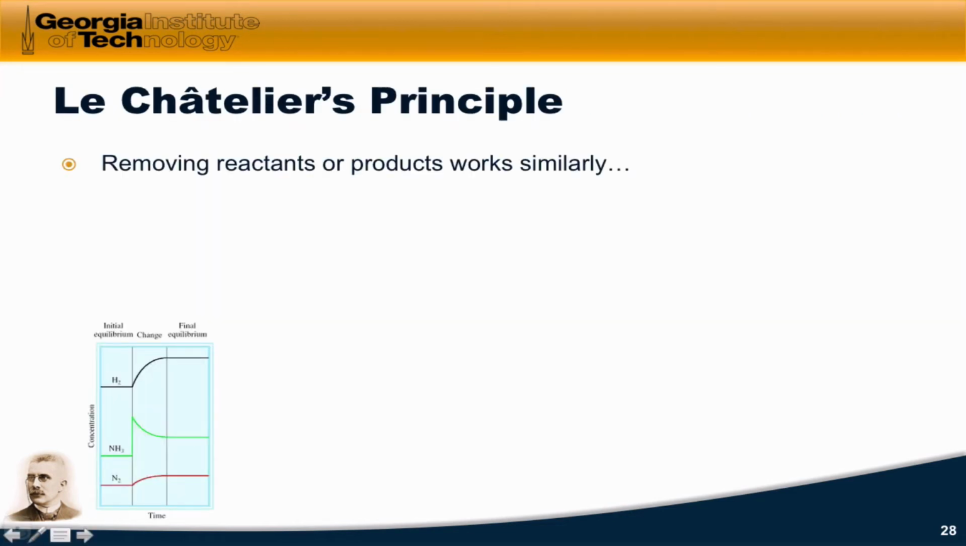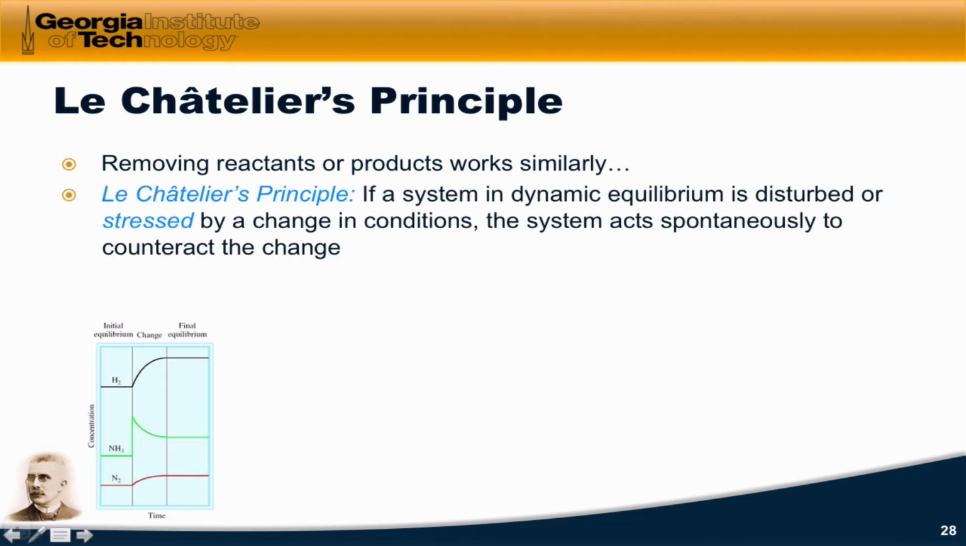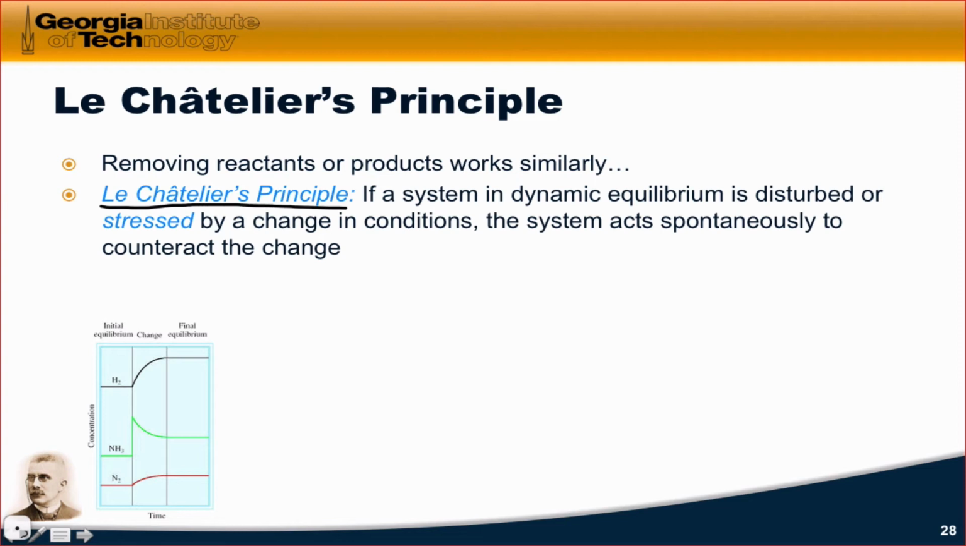And indeed, removing reactants or products works similarly. If we remove, for example, A, the system will move towards A to compensate for that removal. These observations point to a general idea known as Le Châtelier's principle, and that's a picture of Le Châtelier in the bottom left-hand corner of the slide. His principle says that if a system in dynamic equilibrium is disturbed, or more formally we say is stressed by a change in conditions, the system acts spontaneously to counteract that change.